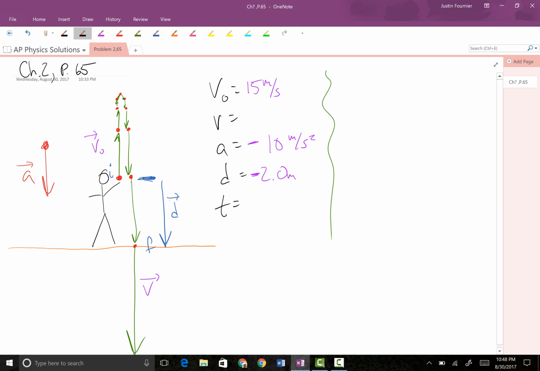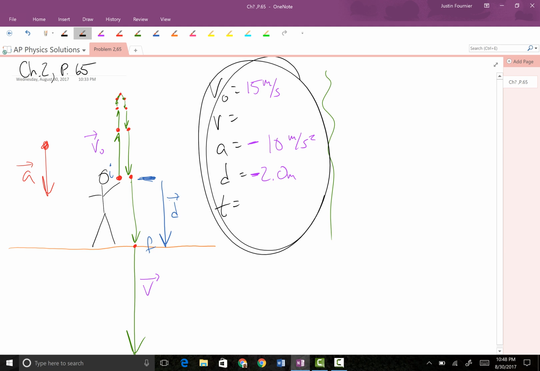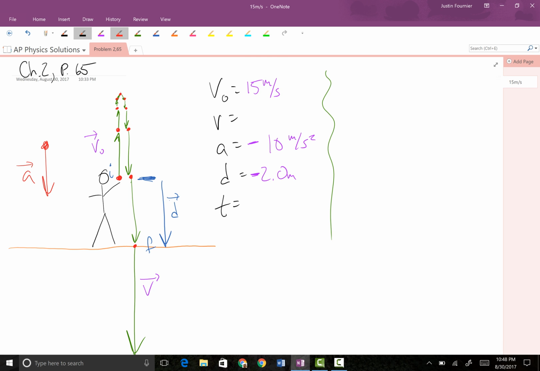So next up, I've got three things in my VOVAT right now, so I'll be able to solve for the thing that they're asking for, and the thing that they're asking for is time. So I'm trying to think of what I need that has displacement, acceleration, initial velocity, and time. That leaves time as the only unknown.